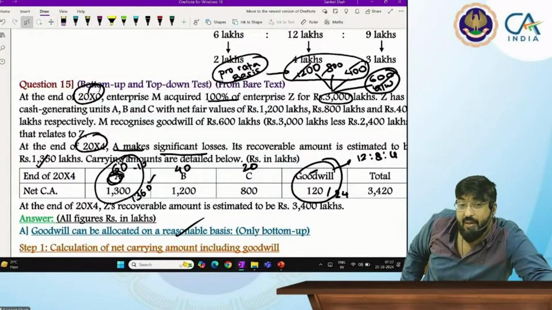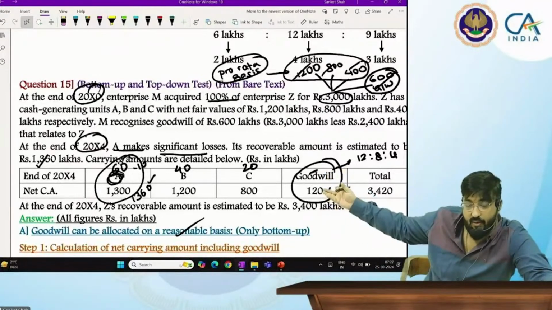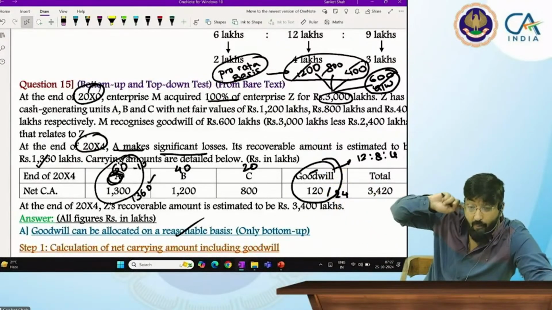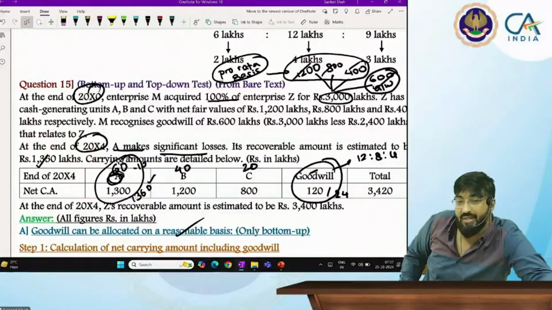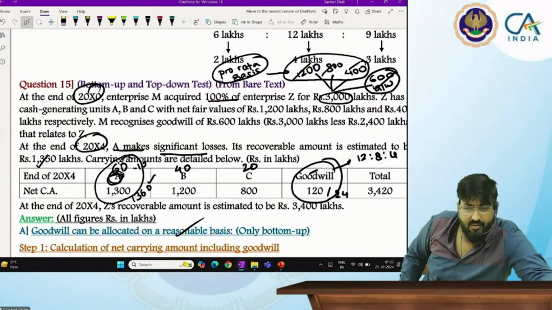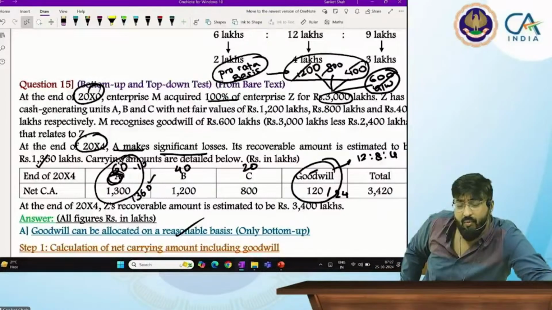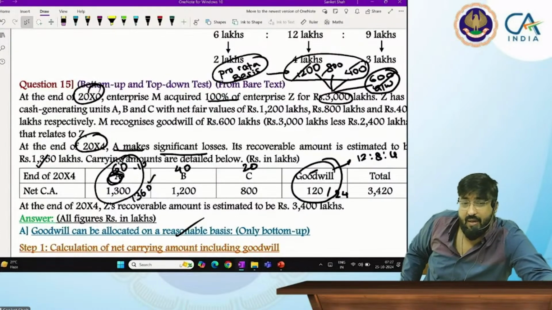Now, what happens after 4 years? My carrying amount is obviously going to change, so my carrying amounts are given over here, and goodwill is also amortized. Amortized means depreciated; for an intangible asset, we use the word amortization. So the 600 rupees goodwill now comes to 120 rupees. Obviously, 480 was amortization, and normally goodwill is divided over 5 years, and your 4 years are completed. Therefore, the balance is showing 120 rupees.